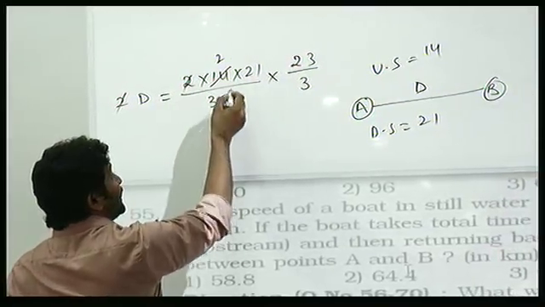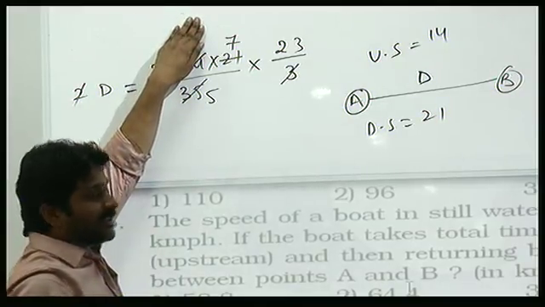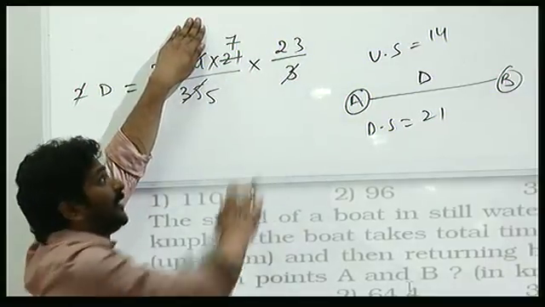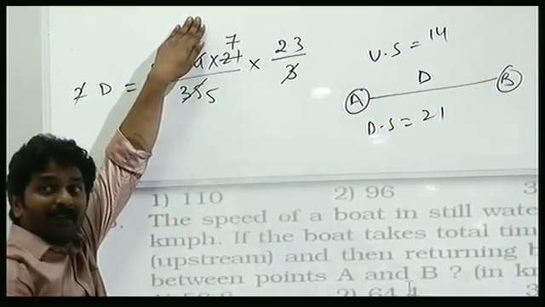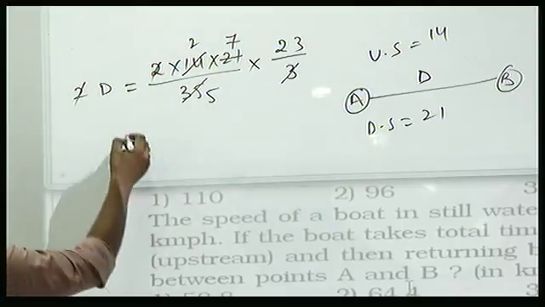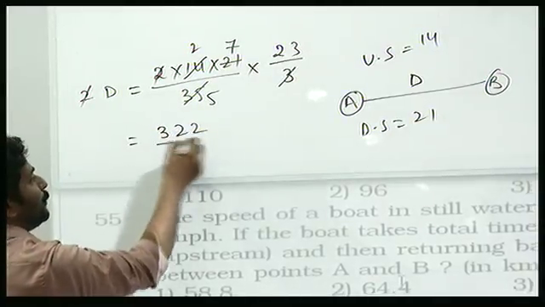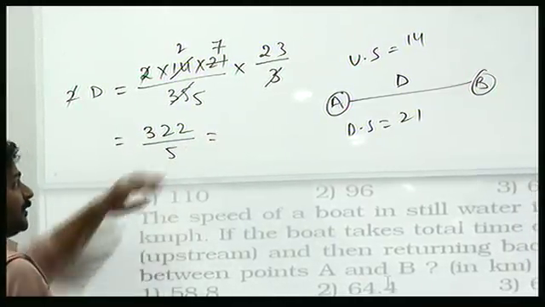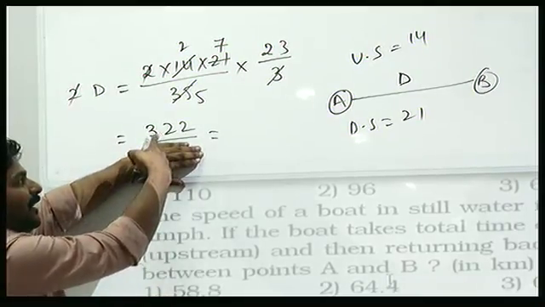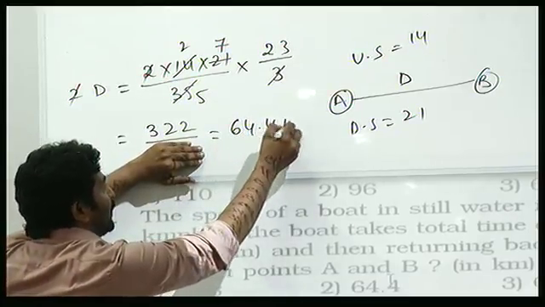7. 2 times 7. Or else, wait. Keep it as it is. 7 23 times. 7 20s 140. 7 3s 21. 140 21. 161 2 times. 161 2 times. 322 by 5. Divided by 10 into 2. Divided by 10. 32.2 into 2. 64.4 kilometers.